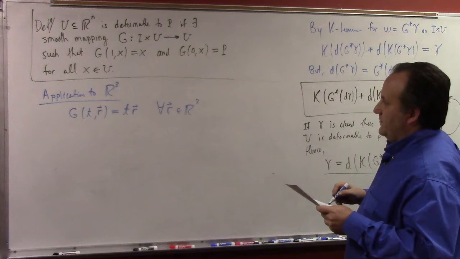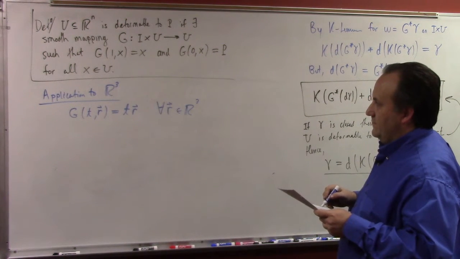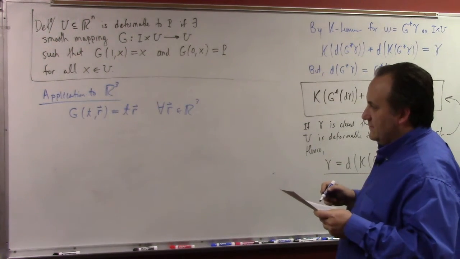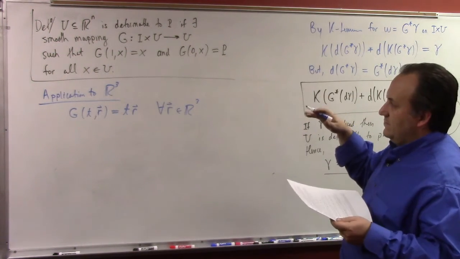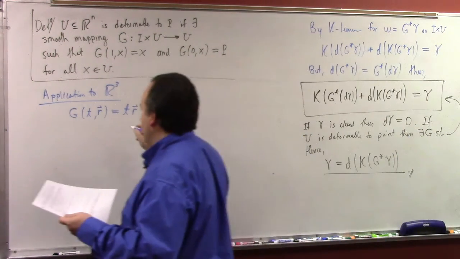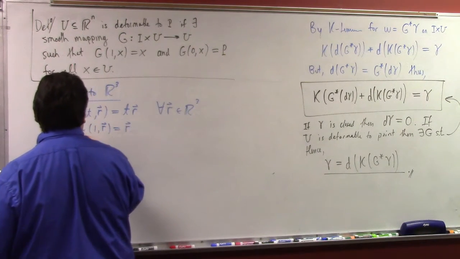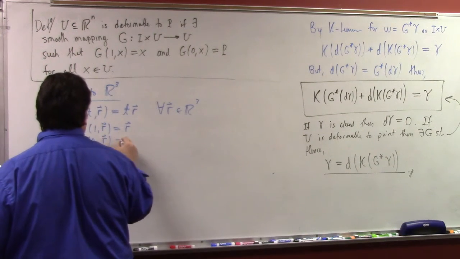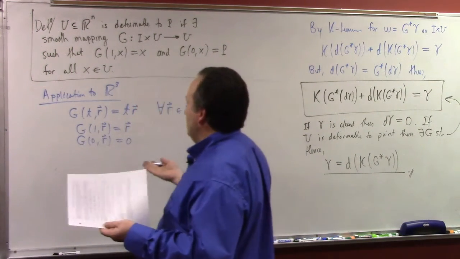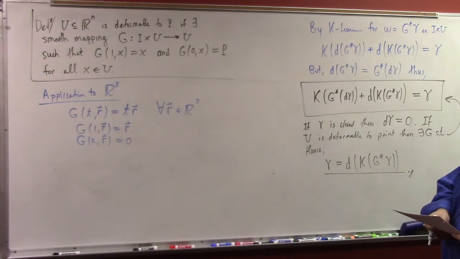So that shows you that R3 is deformable to a point, right? So it's smooth, right? And what's G of 1 comma R? It's R, right? G of 0 comma R is 0, right? So this is the deformation of all of R3 to the origin. We can smoothly contract R3 to the origin.